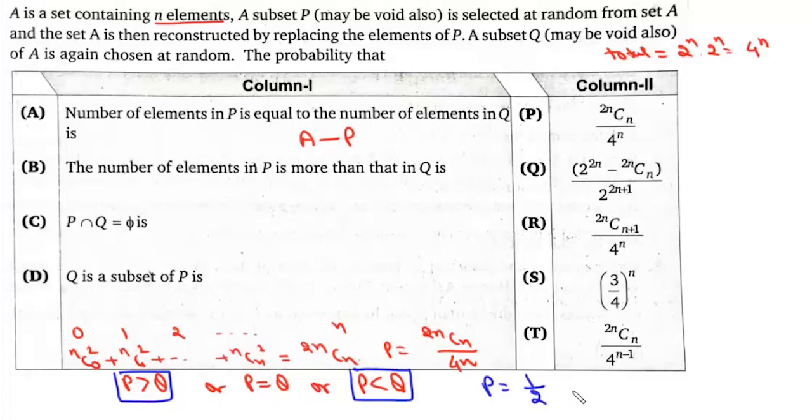simply 1 by 2, and then 1 minus, when they have equal number of elements, which is 2nCn upon 4 to the power n. Now we can write this as (4 to the power n minus 2nCn) upon 2 to the power 2n plus 1, which is your option Q. So this B, it matches with Q.